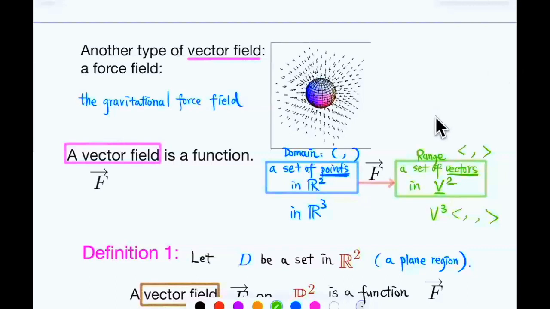Now think about it, it is a function, right? We are familiar with functions. At that time, we use the small f. But for a vector field, we're going to use this big F notation with an arrow above it. So a vector field is a function that maps every point in R2 to a vector in V2. And if this is a point in R3, it maps to a vector in V3. So the vector field is a function.